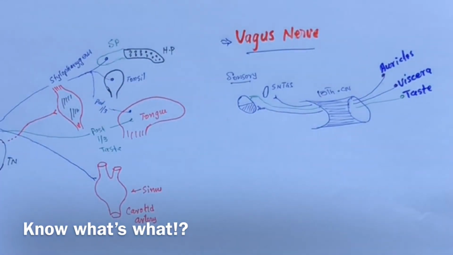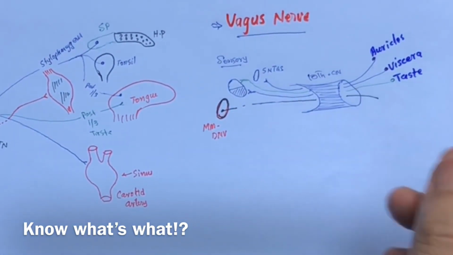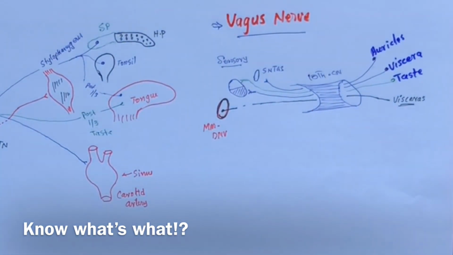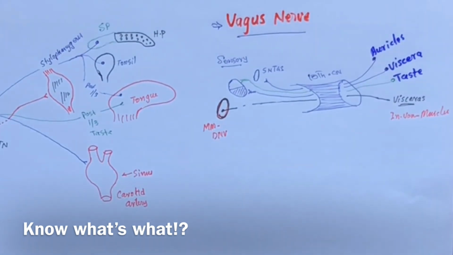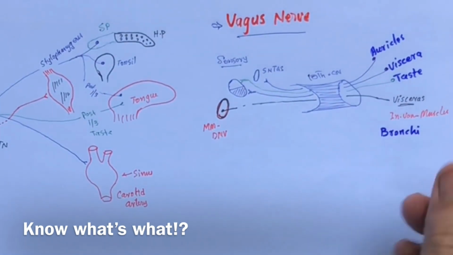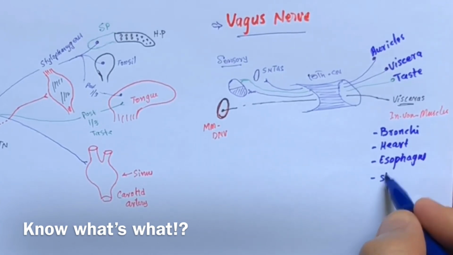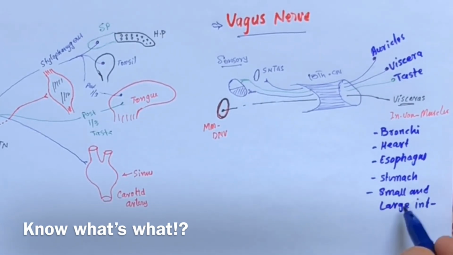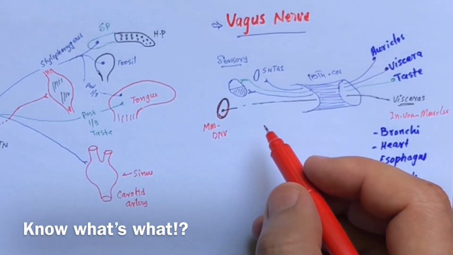And then we have another nucleus. This is the dorsal nucleus of vagus, which is the parasympathetic system and sends the parasympathetic fiber to the different viscera, where they stimulate the different involuntary muscles. So here, involuntary muscles. And if we write here these viscera, like the bronchi, right? The muscles of the bronchi, the heart, the esophagus, the stomach, the small and large intestine until 1/3 of the transverse colon. So the involuntary muscles of all these viscera are supplied through the vagus nerve by the parasympathetic system.